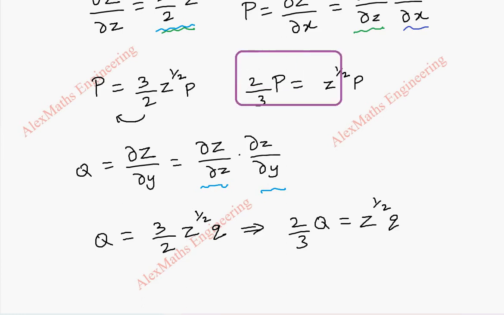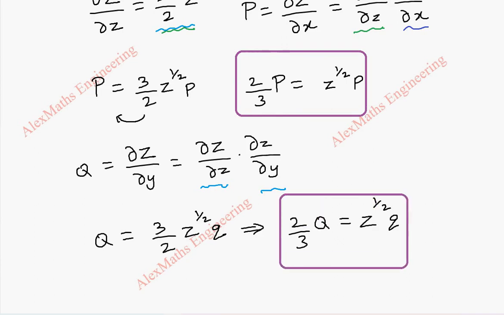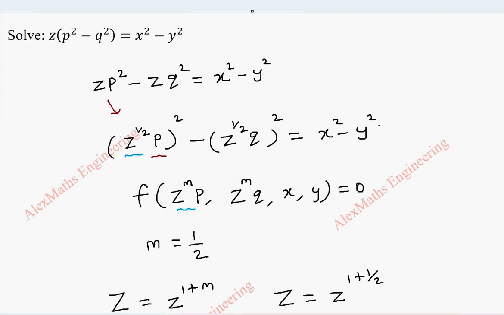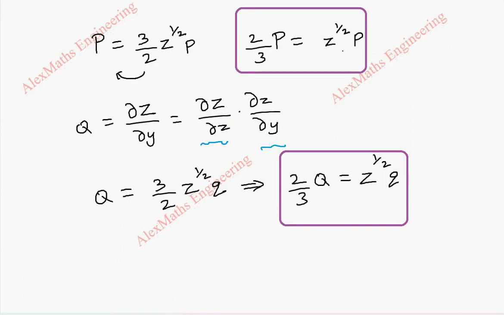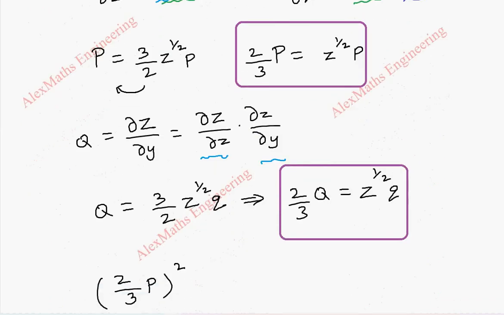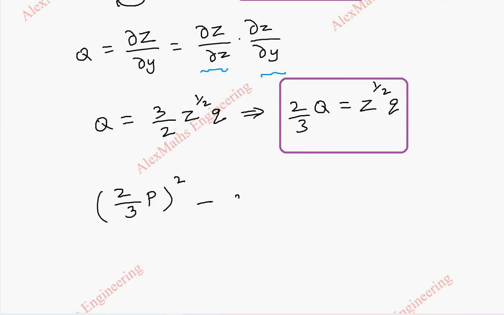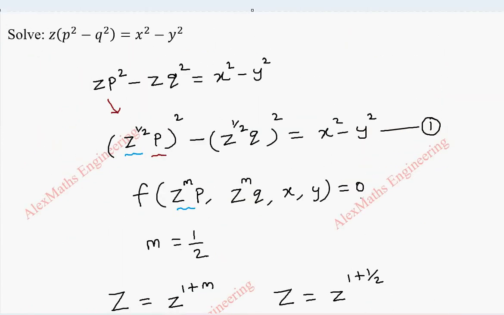Now we got these two expressions. This we are going to substitute in equation 1, the rearranged one. So we have z power half into p whole square, and z power half into p is 2 by 3 capital P, whole square. Then we also have minus z power half into q whole square, so minus 2 by 3 capital Q whole square, equal to x square minus y square.